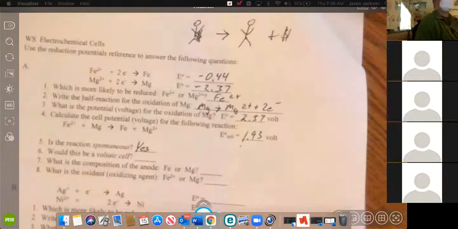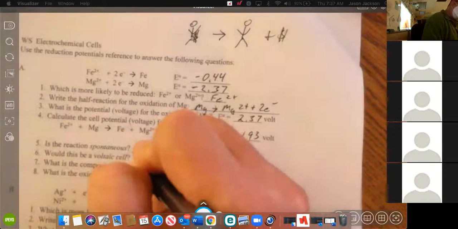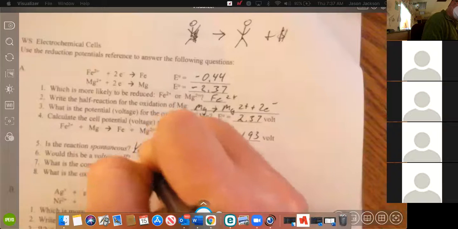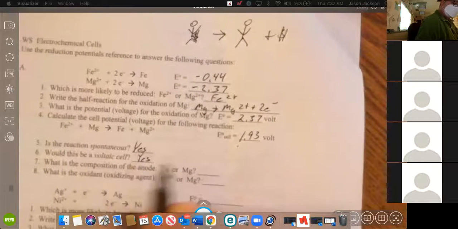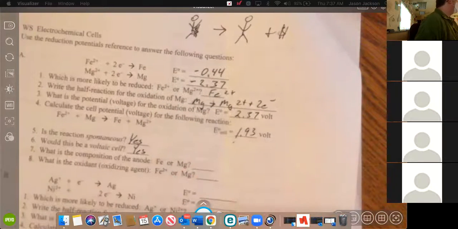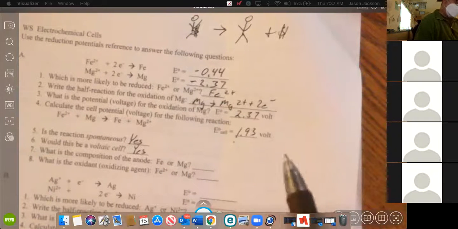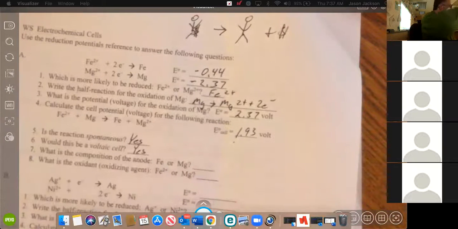And what type of cell is spontaneous? Voltaic, galvanic, or electrolytic? And remember, voltaic and galvanic are the same. Voltaic or galvanic are both spontaneous. They produce voltage, right? Volta made the first battery, so this is giving energy. Electrolytic, you need to bring electricity in.